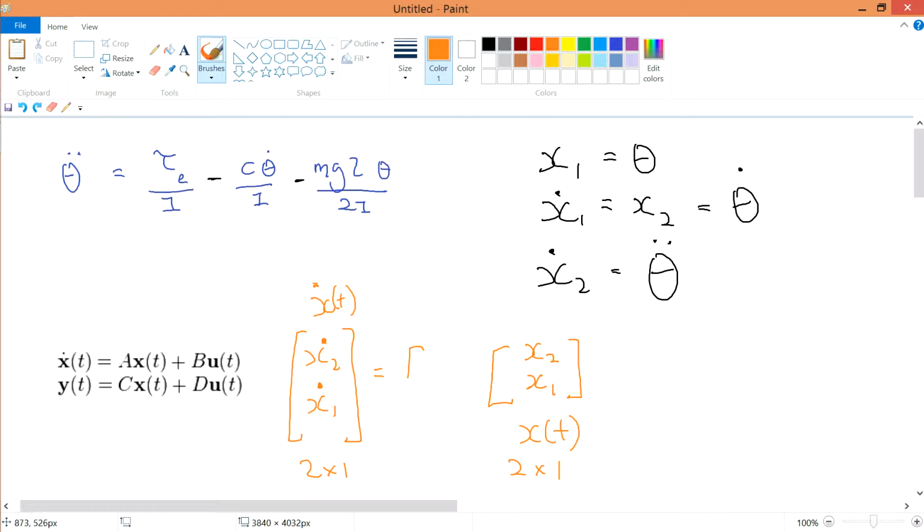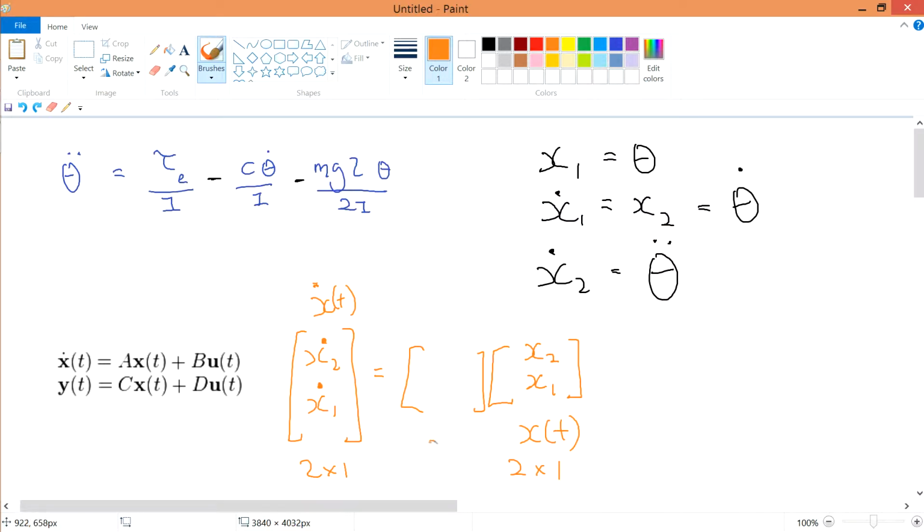Since we know that this is 2 times 1, the matrix itself over here should be 2 times 2. I also explained why this can't be 1 times 2: it cannot be 1 times 2 because x1 dot equals x2, so I can represent them in terms of this. As you can see, this is a clearer view. So x1 dot can be represented as x2 over here, and this is the reason I use 2 by 2.